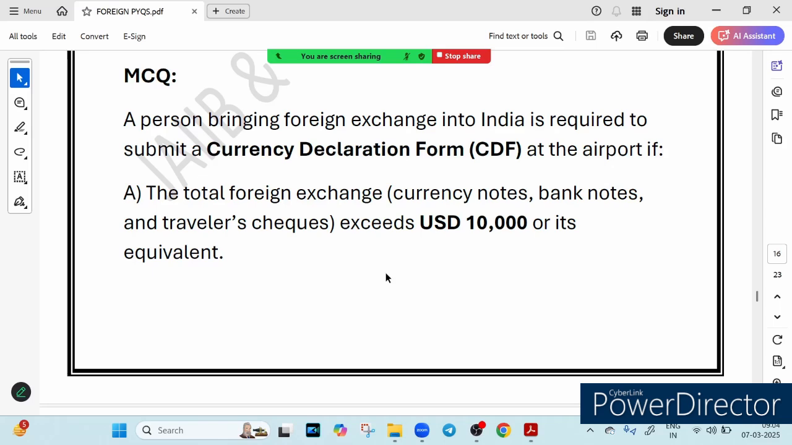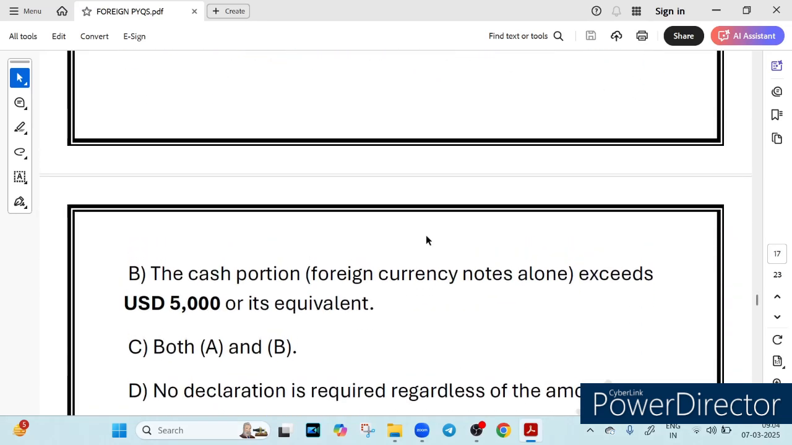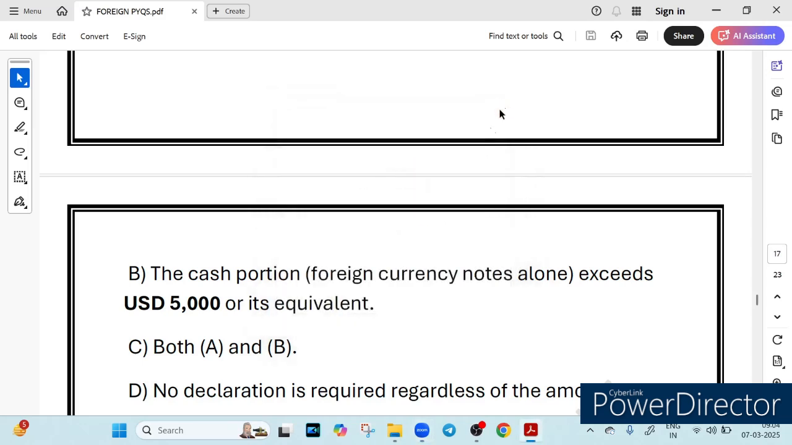The question says that a person bringing foreign currency into India is required to submit a CDR, that is a currency declaration form, at the airport if, right? Option A, if the total foreign exchange exceeds USD 10,000 or its equivalent. Option B, the cash portion exceeds 5,000 or equivalent. Option C, both A and B. And option D says that no declaration is required regardless of the amount.